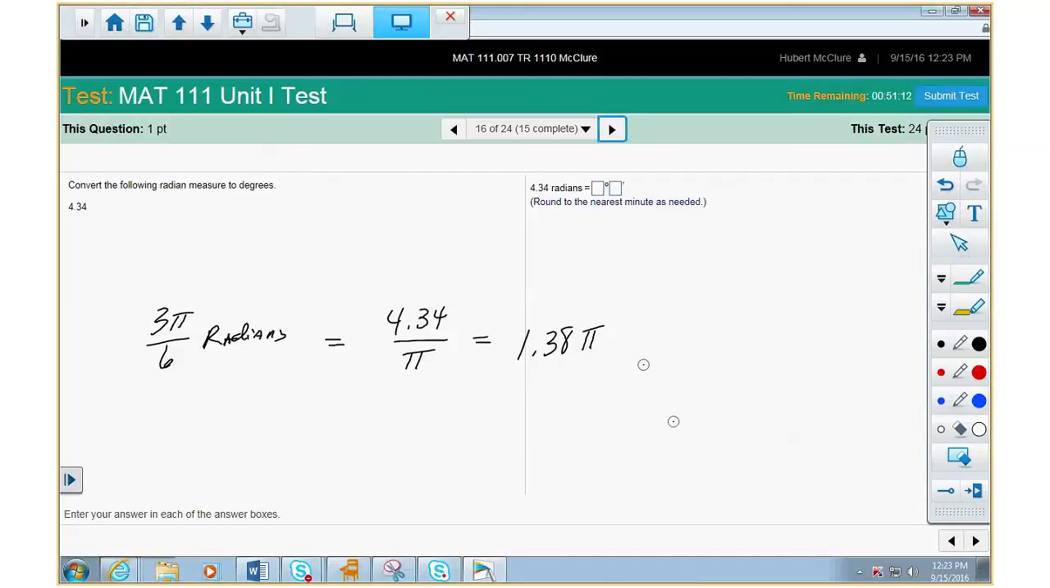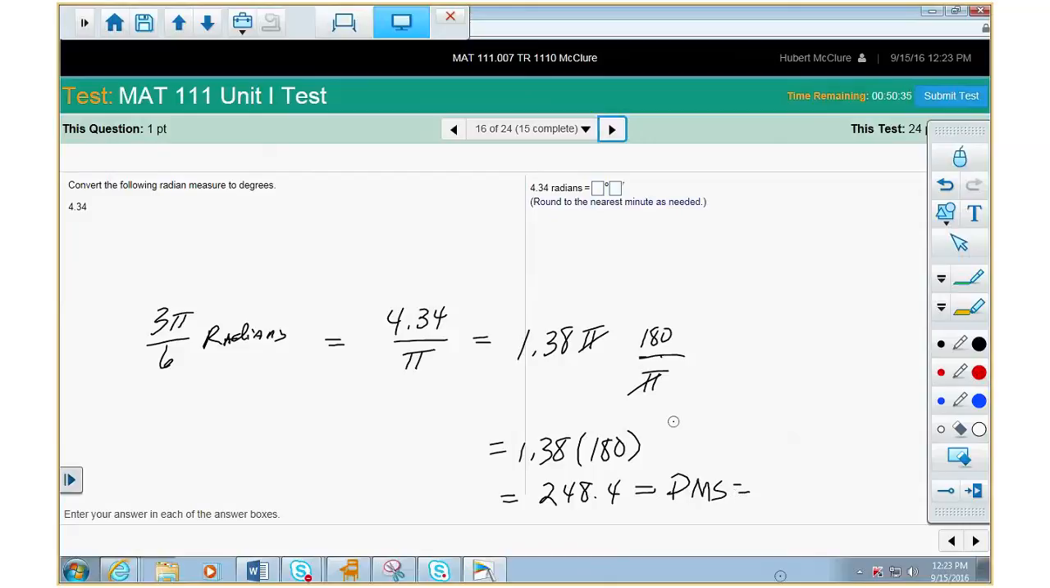180 over pi, right? So that's going to be equal to 1.38 times 180. What does that come out to be? It says round to the nearest minute, so you need to use your degrees, minutes, and seconds. 248.4. Does it keep going, or is it just 0.4? All right, turn that into degrees, minutes, and seconds. Tell me what you get.